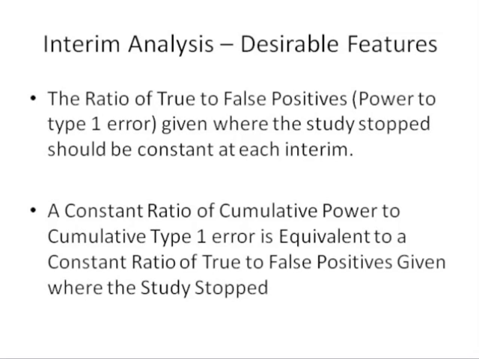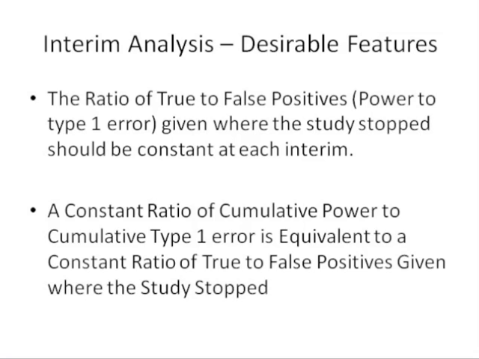So now if we think about the properties of an interim analysis plan that would be desirable, one of the first properties you would think of is that the level of evidence in favor of a positive treatment effect should be the same at each stopping point. In terms of our description of evidence, that would translate into the ratio of true to false positives, given where the study stops, being constant at each interim.